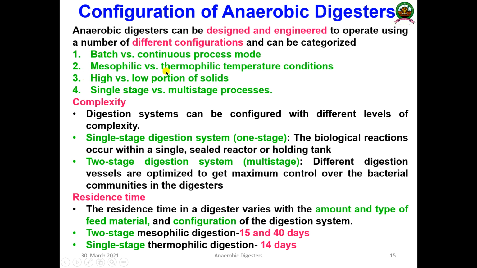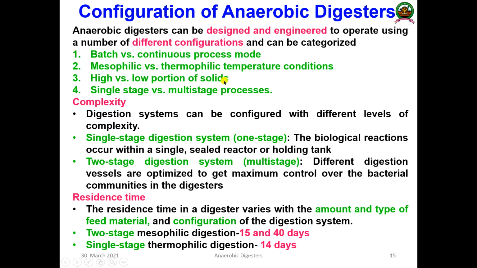Next one is high and low portion of solid. One is we can use a high quantity of solid, and the next one is you can add a low quantity. The next one is single stage or multi-stage processes. One will work based on only a single stage process. The next one will work with multiple processes at the same time. That is known as co-digestion mode.